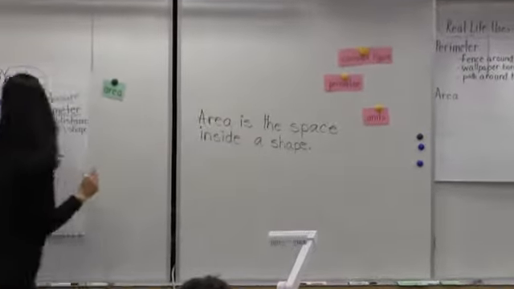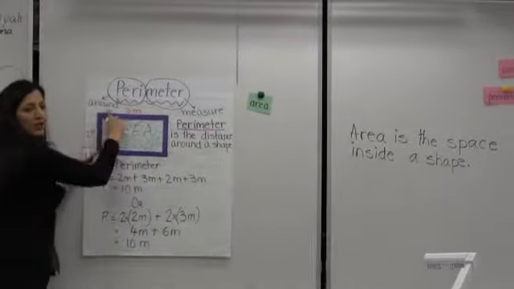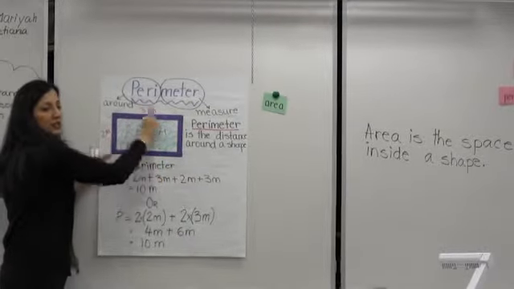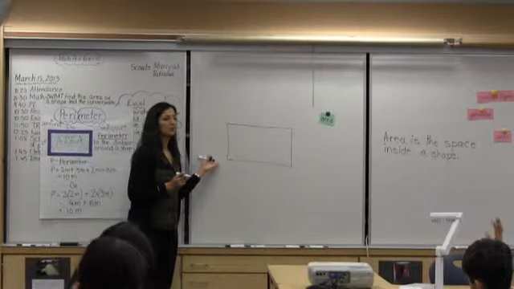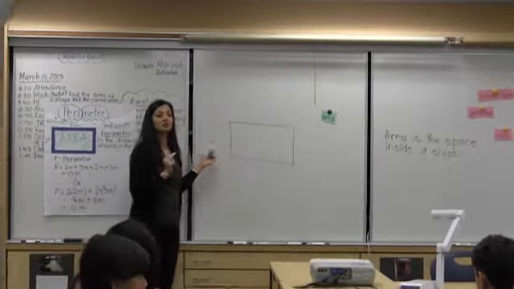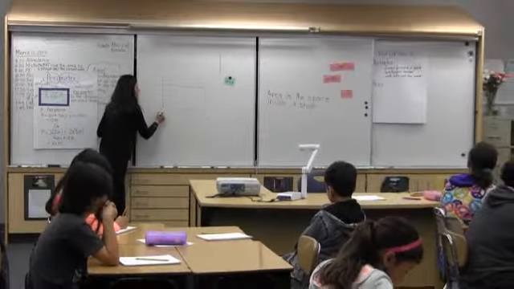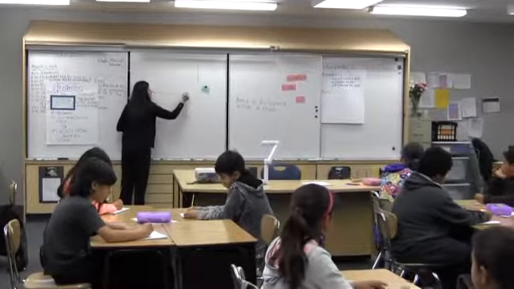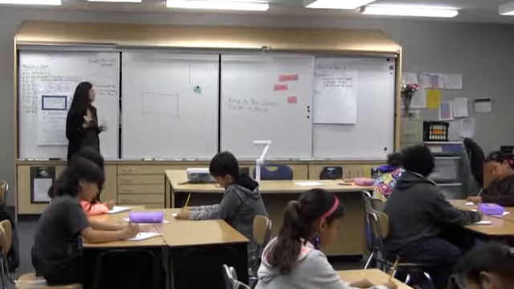And if you notice, the perimeter was the distance around a shape. So it was kind of like the outside boundary of that shape. What shape is this? Can someone help me? What shape is this? Raimundo? A rectangle. It's a rectangle. Let's go ahead and label our rectangle A, B, C, D. So I have a rectangle A, B, C, D.